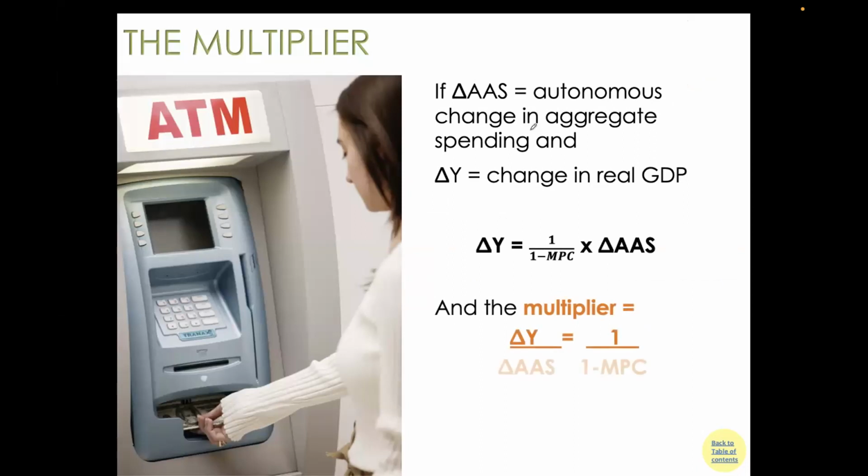Now here we have another important concept. It's called autonomous change in aggregate spending. This autonomous change in aggregate spending is related to the MPC. So change in GDP is equal to the multiplier times the autonomous change in aggregate spending. Or we can reverse it, so we can derive this multiplier. This is going to be very useful for our later discussion when we study government policy.